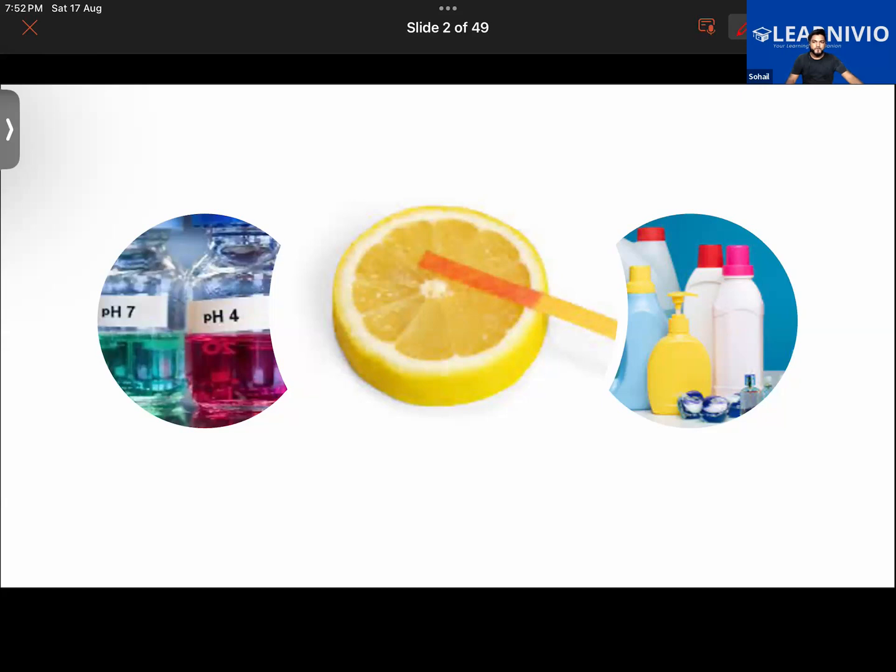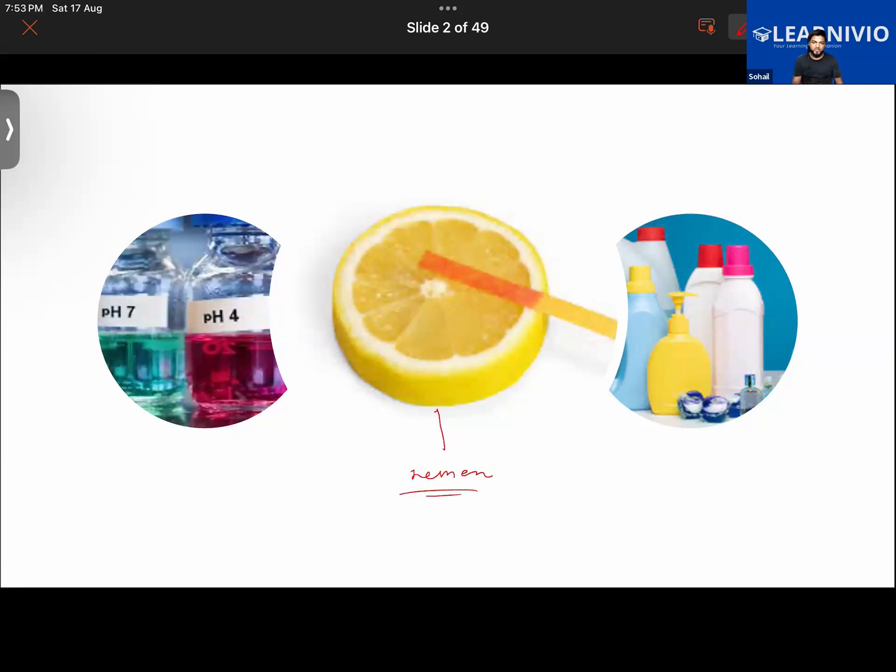Basically, the pH scale is a scale that tells you about the amount or concentration of hydrogen ions present in a given substance. Usually, what we know is that acids, when they are dissolved in water or in the liquid state, like the citric acid in lemon.